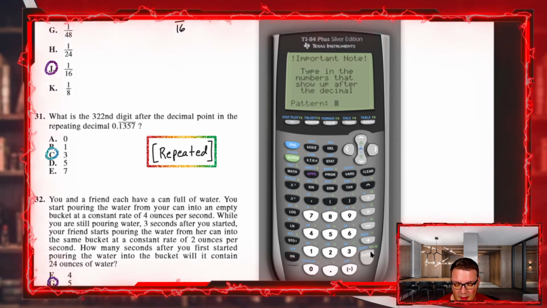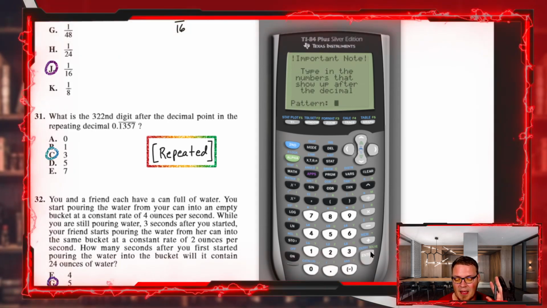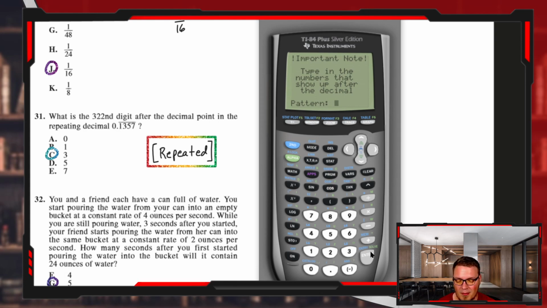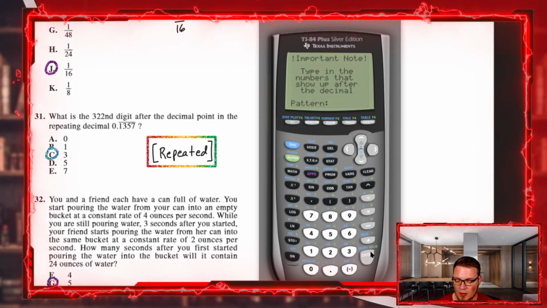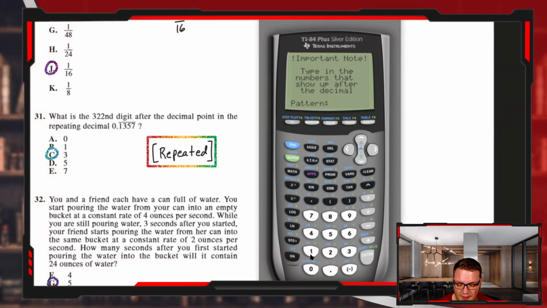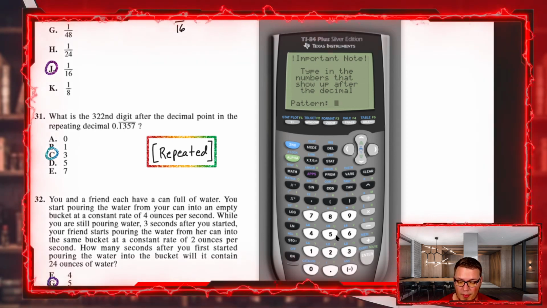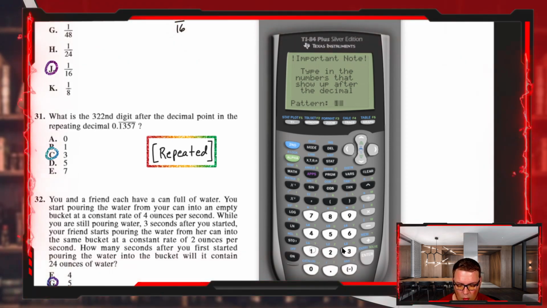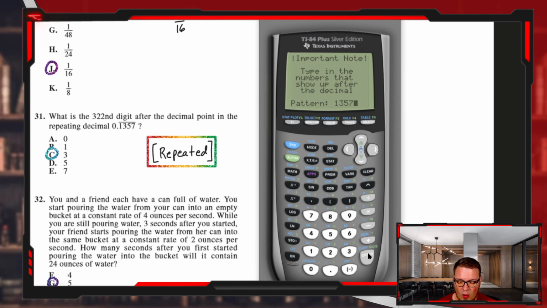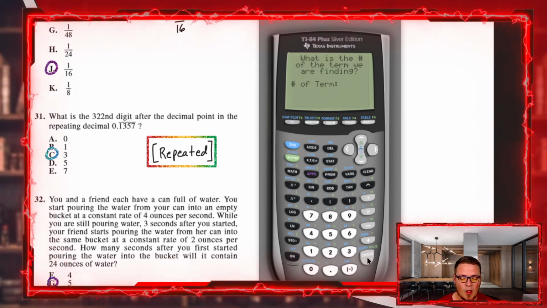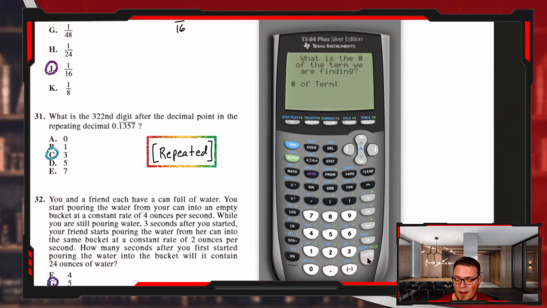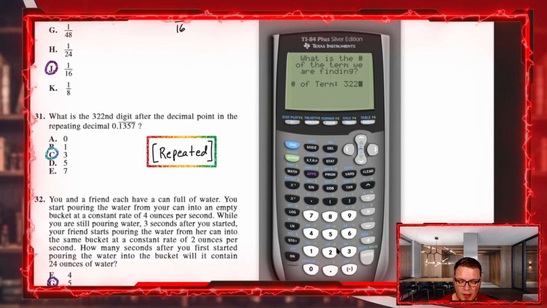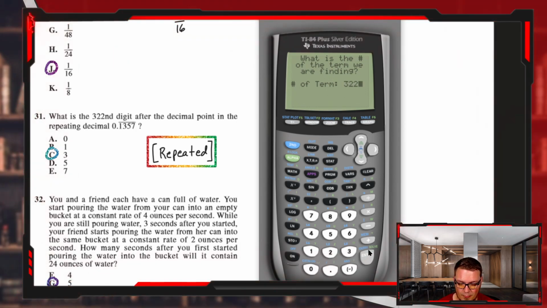We're going to run the repeated program, and they're just going to say, hey, important note, type in the numbers that show up after the decimal. Well, that's 1357. We're not putting 0.1357, just normal 1357. When I hit enter, it's going to say, hey, what's the number of the term you're trying to find? Well, that's 322. We want the 322nd term.